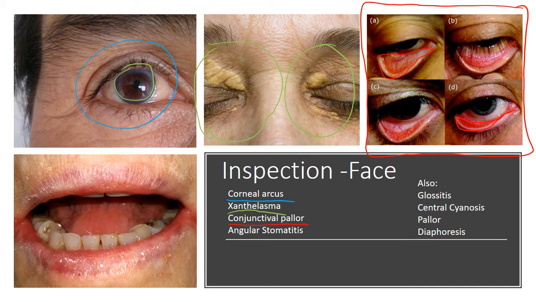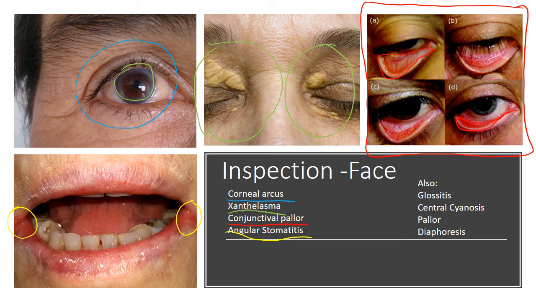Then the bottom left here is angular stomatitis. So this is where we get these red sore patches at the edge of the lips there, which again is commonly seen in patients who are anemic. There's also some other signs here that I haven't provided photographs for, but we might observe within the mouth for glossitis, which is inflammation of the tongue. Again, that can be associated with anemia.